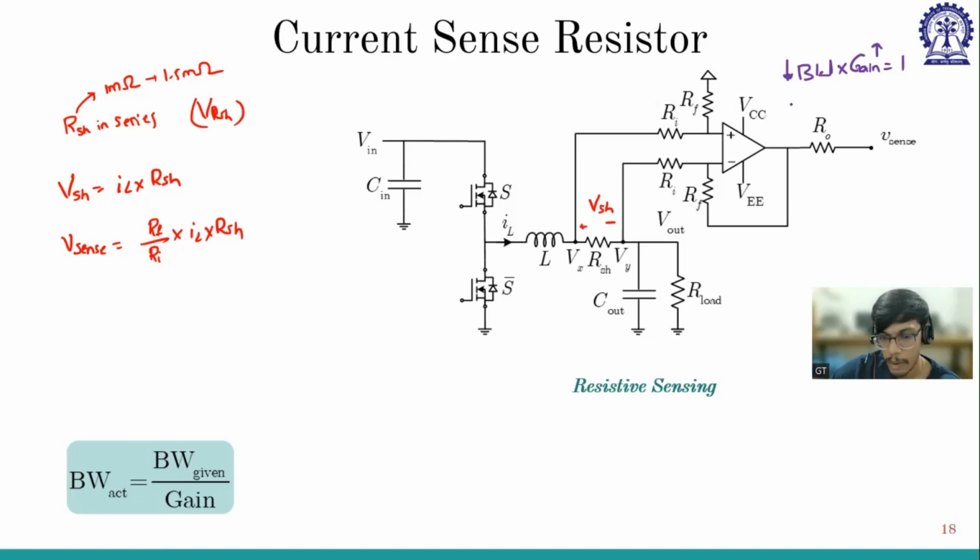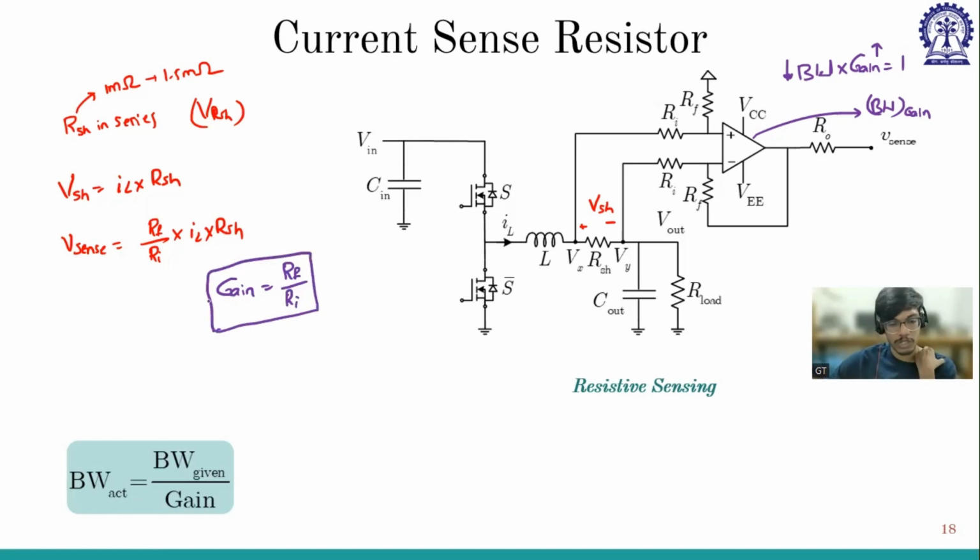Say the op-amp has a given bandwidth, say a 100 megahertz or 200 megahertz bandwidth op-amp. That bandwidth is when you operate it at unity gain. But now we are operating it at a gain of RF by RI. So the bandwidth will be reduced by this gain amount, because bandwidth into gain is constant. At unity gain, the bandwidth is the bandwidth given. Now, if we increase the gain, the bandwidth will reduce. So the actual bandwidth will be the bandwidth given divided by the gain.